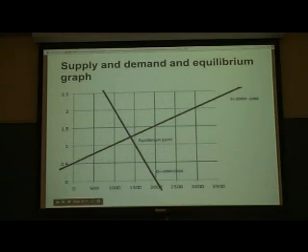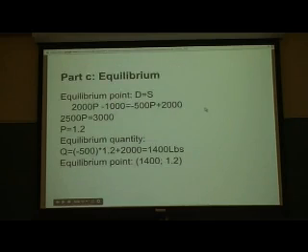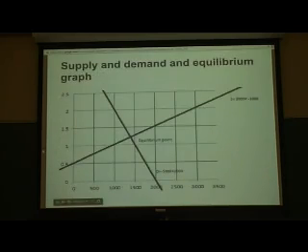This graph illustrates that point. If you sell it at $1, you'll sell 1,500. If you sell it at $2, you only sell 1,000. On the supply side, at $1 a pound, you're only going to produce 1,000. And if it's at $1.5 a pound, you can produce 2,000.